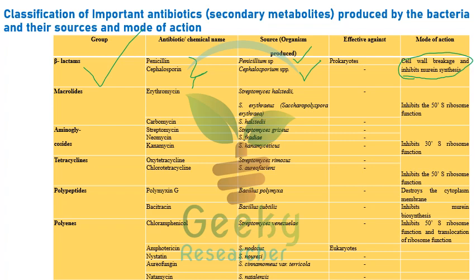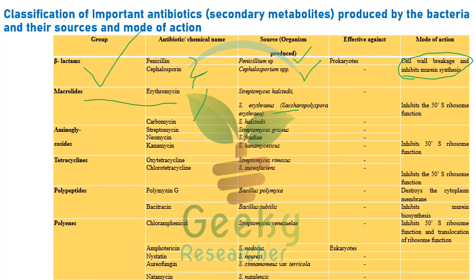As I told you, the mode of action of penicillin is cell wall breakage, so it easily breaks the murein and inhibits its synthesis. Now we know very well that gram positive bacteria contain almost 80-85% of murein, that is mucopeptides, or peptidoglycan. So it will be very easy for penicillin to break it. And the second one is macrolides, erythromycin and carbomycin come under it. Erythromycin is isolated from Streptomyces halstedii and one more species, Streptomyces erythreus. So the mode of action is inhibiting 50S ribosome function.